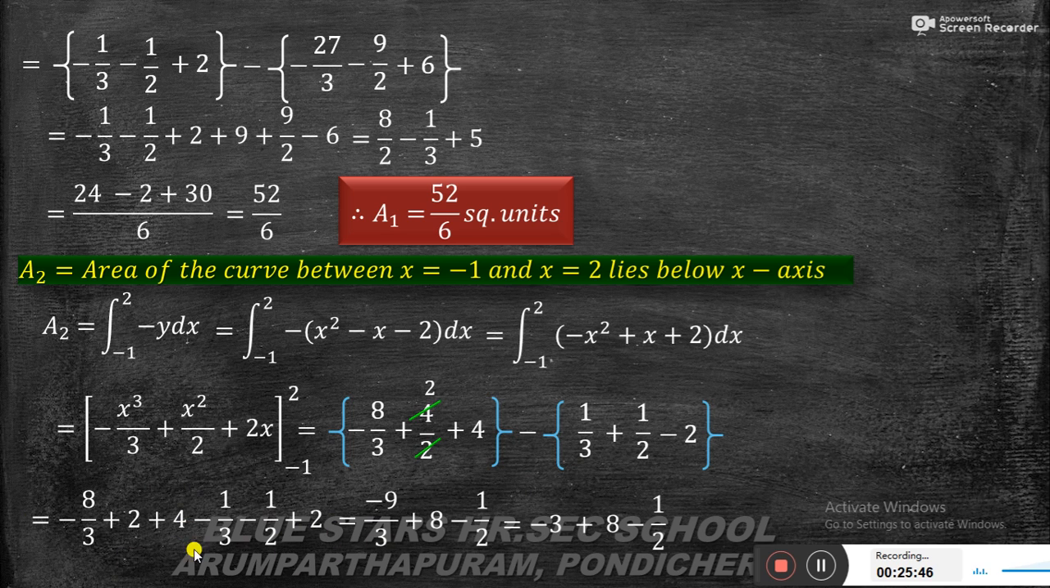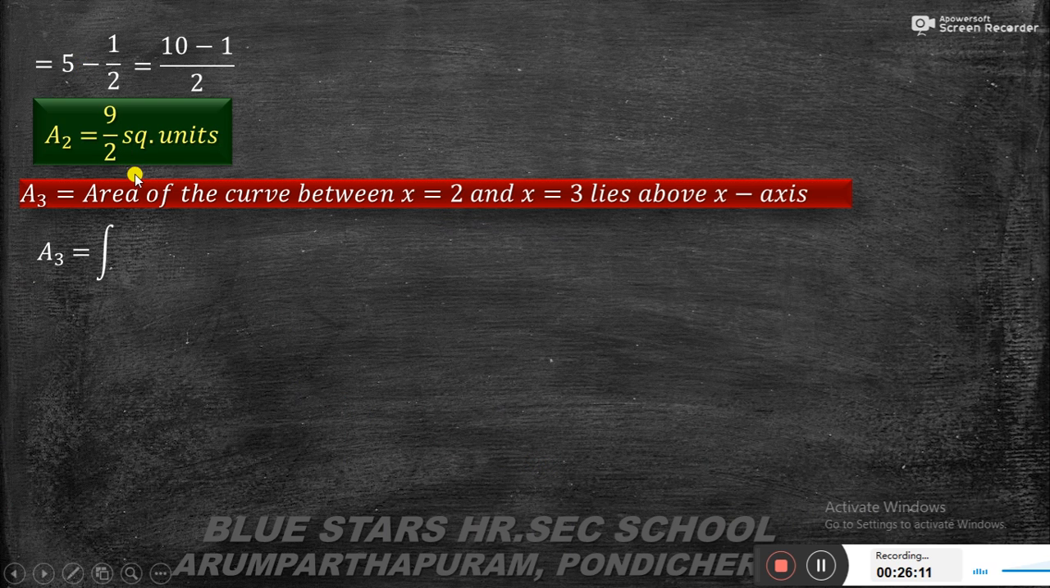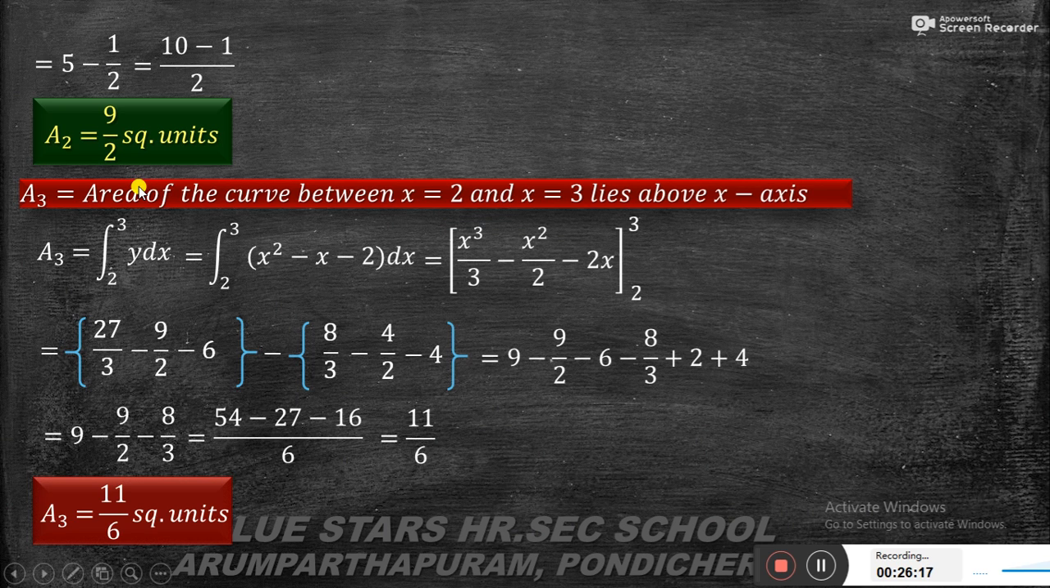So in the next step you write it. That means minus 8 by 3 minus 1 by 3 minus 9 by 3, 2 plus 2 is 4, 4 plus 4 is 8, 8 minus 1 by 2. In the next step, minus 9 by 3 means minus 3, minus 3 plus 8 minus 1 by 2. Therefore our answer is 5 minus 1 by 2, equal to 5 2s are 10, 10 minus 1 by 2. Therefore A2 equal to 9 by 2 square units.